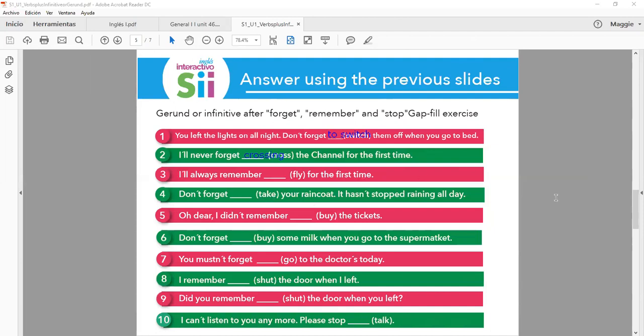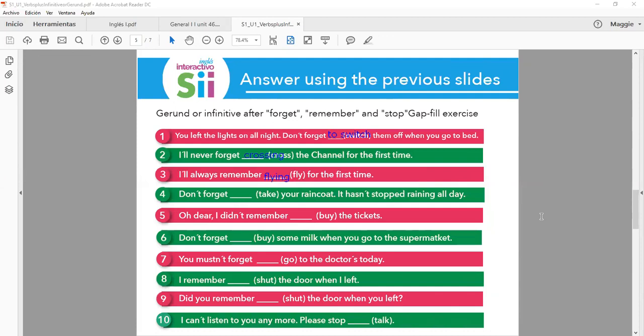Number 3, I'll always remember fly for the first time. What do you think? Is it I'll always remember to fly or flying? Of course, it is something in the past, so I am using the gerund.